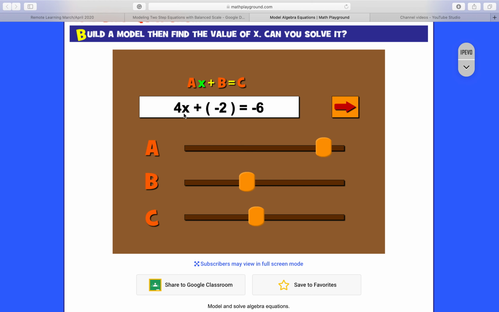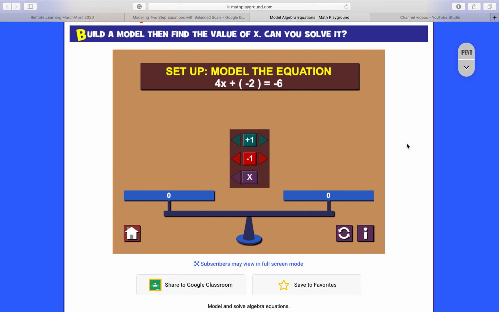So here's one, 4x plus negative 2 equals negative 6. The value I've chosen for A is 4, for B is negative 2, and for C is negative 6. 4 is a coefficient, negative 2 is a constant, x is a variable, and negative 6 is also a constant. Just some quick review of those terms. You want to take a screenshot here so I can see that you have created a unique two-step equation, and then you want to hit the red arrow because you are ready to continue.